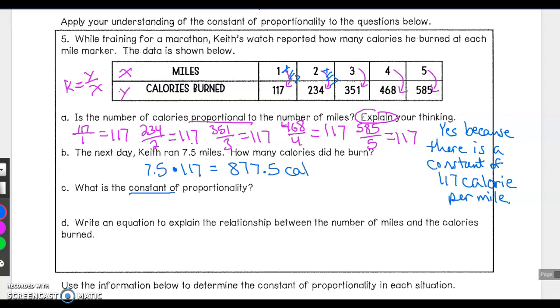Well, what is that constant that we found? Well, guys, this is basically the unit rate. Remember doing that the other day? This is finding the unit rate. So when you find the unit rate, you're finding the constant of proportionality.